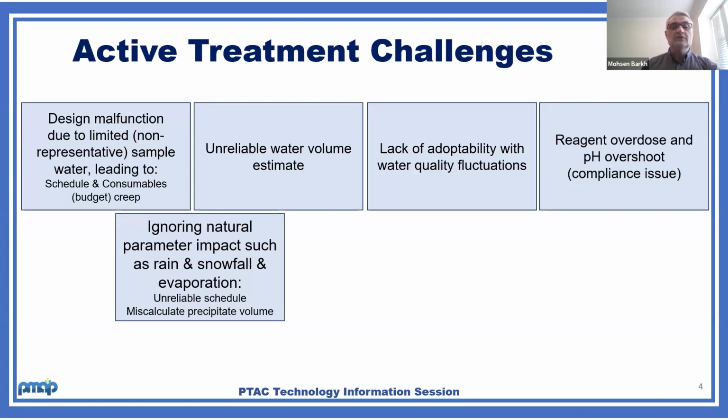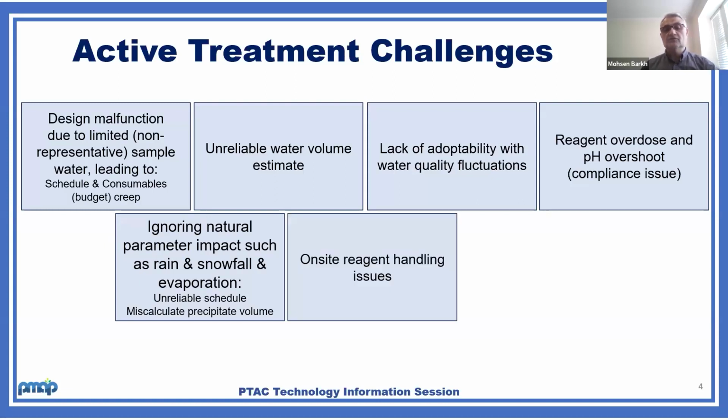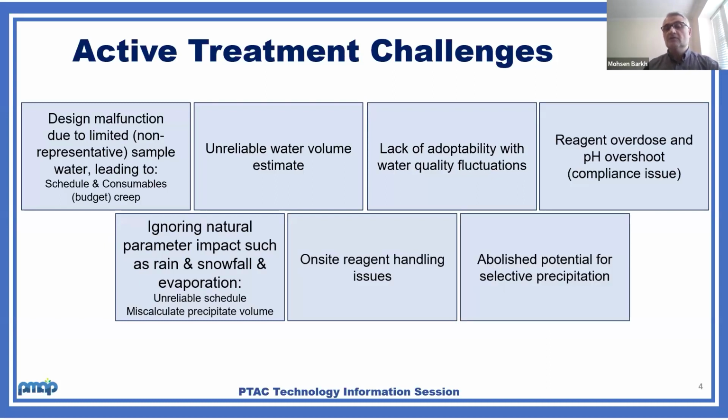In many cases we ignore natural parameters such as snow, rainfall, and evaporation and their effect on the quality of the water, and then again the treatment goes out of schedule, or the precipitation volume is miscalculated. Since the reagents used in this kind of treatment are hazardous, we normally have a lot of on-site handling issues, risks, and operational procedures. And we also lose the potential for selective precipitation of the metals in this method.